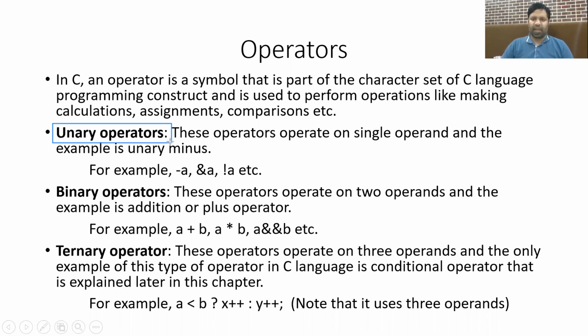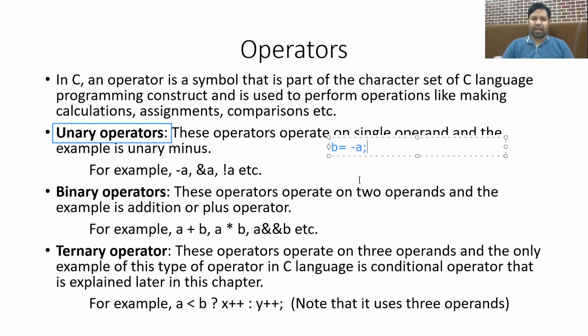For example, if I say B is equals to minus A, please have a look at this statement on the screen. B is equals to minus A. Now this minus operator is being applied on A, which is a single operand. That is why it is called a unary operator.